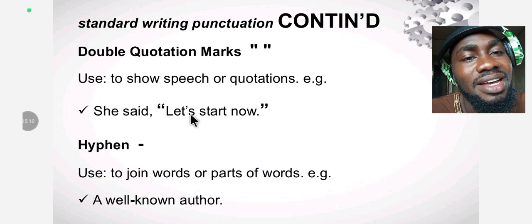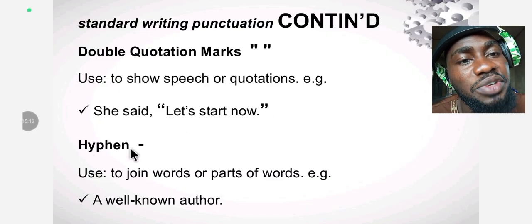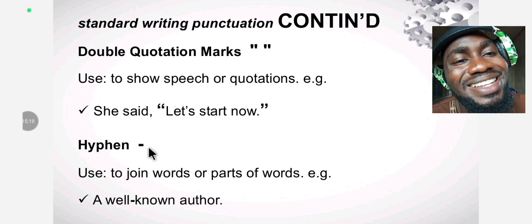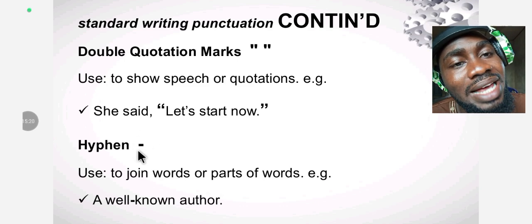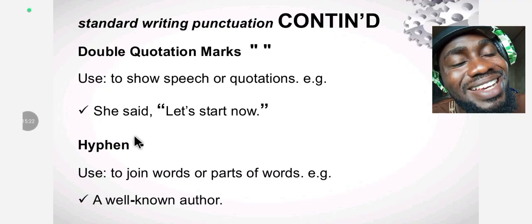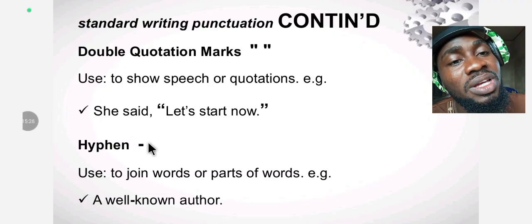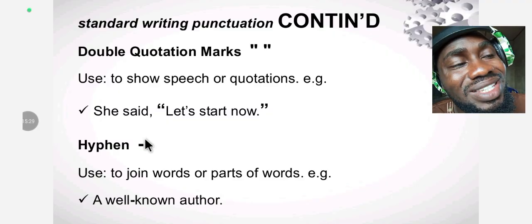Let's start now in quotes. The next we have here is hyphen. This is the sign of hyphen. Okay, hyphen is a thick dash. That's how you differentiate it from small dash. It's a thick dash. You differentiate it from M dash because it's a thick dash.